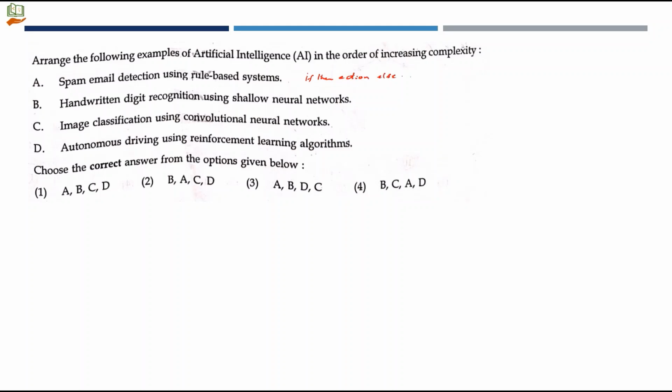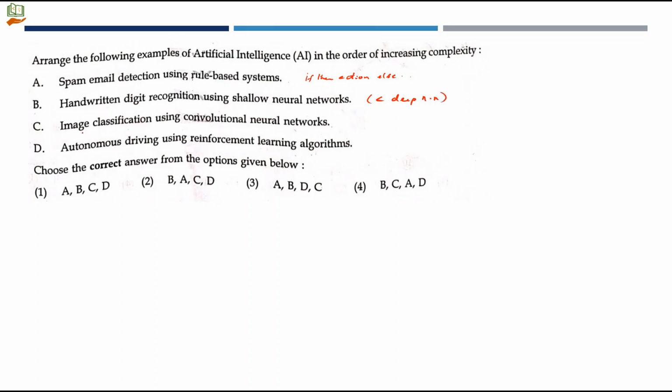The next example is handwritten digit recognition using shallow neural networks. If you take neural networks, there are two kinds. One will be shallow networks. What is shallow networks? You will not have so many layers in between the input layer and the output layer. If you take deep neural networks, there will be lots of hidden layers in between input layer and output layer. So this will be less complex than deep neural networks.